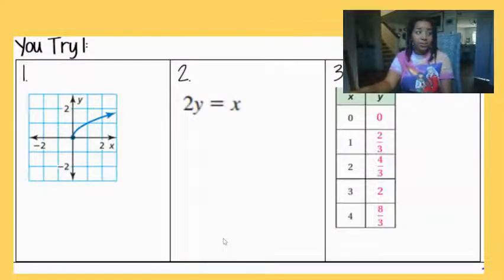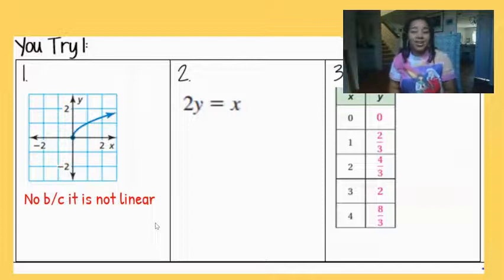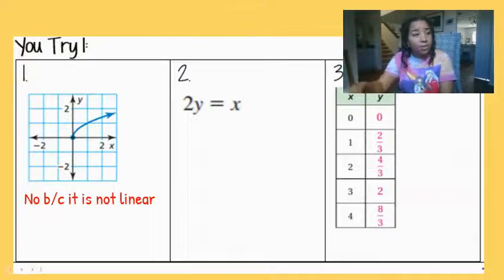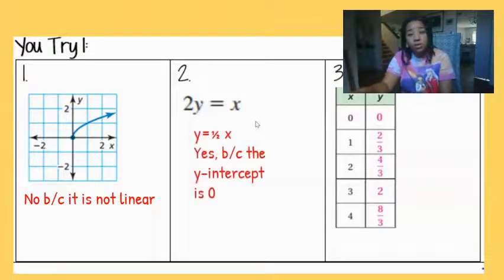All right, continuing on. Look at these. Number 1 is a trick question, but this is not proportional because it's not linear. Proportional can only be linear relationships. So only remember, straight line. Now, if we divided both sides by 2 and got y by itself, this would still be proportional because there's still no y-intercept. So y equals 1/2 x because the y-intercept is 0.